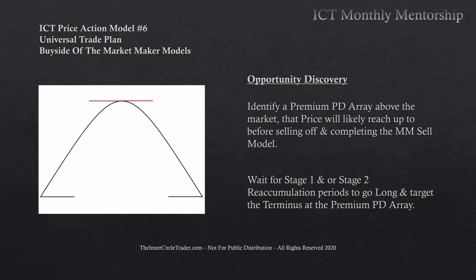Okay, opportunity discovery. The image to the left is your mental framework on how the trade should pan out. And this is an example of a market maker sell model where it goes up first to drop down. You're going to identify a premium PD array above the market. In this case, it may be a bearish order block or a bearish breaker that you expect the market to trade up to and then react to going lower.